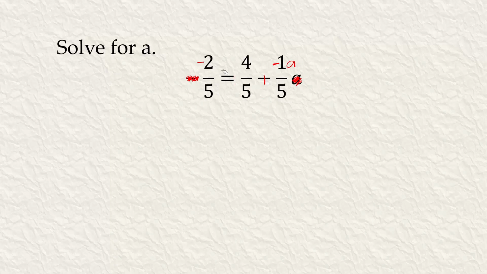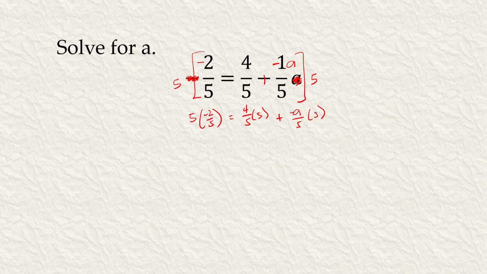Okay. So the next step that I'm going to do is I will apply the multiplication property of equality and multiply everything by 5. Okay. Every term by 5. So meaning this will just be 2 times negative 2 over 5 equals 4 over 5 times 5 and plus negative a over 5 times 5.